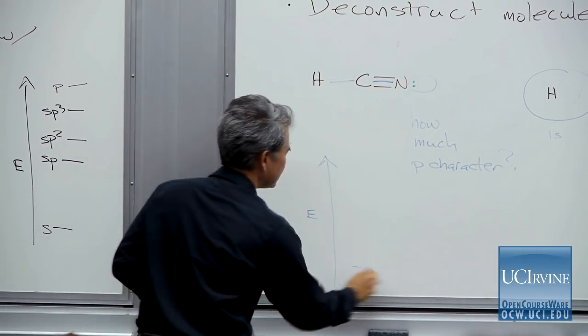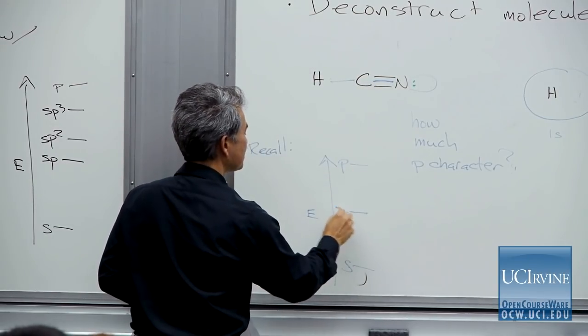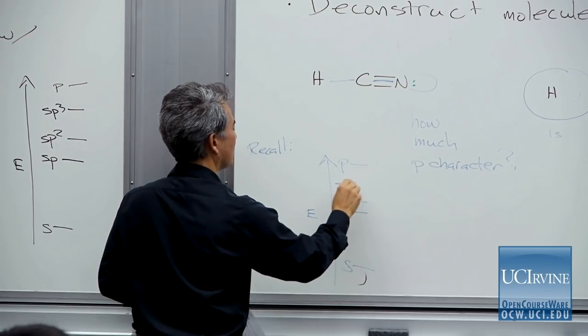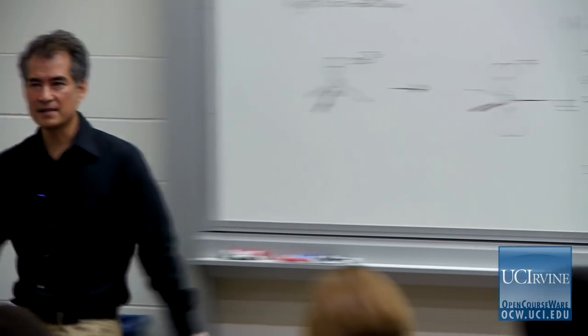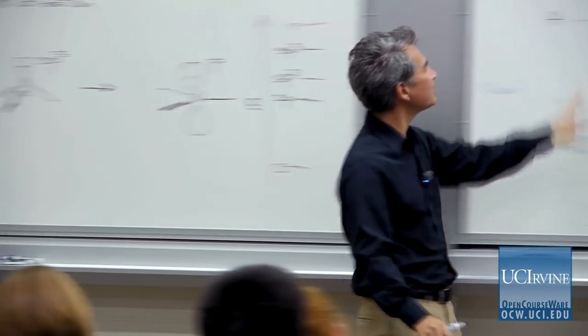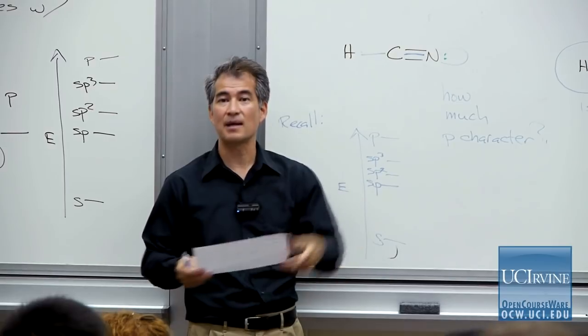It's because p orbitals are high in energy, and the more p character you have, the more nucleophilic you are. I am always asking myself how much p character there is in every single bond and every single lone pair. Because I care how nucleophilic this bond is. I care how nucleophilic that lone pair is relative to other molecules.